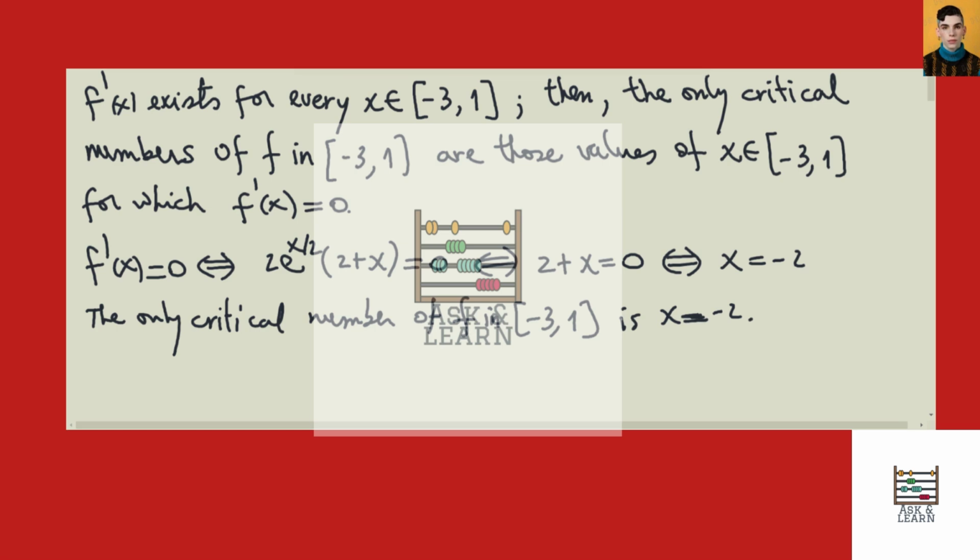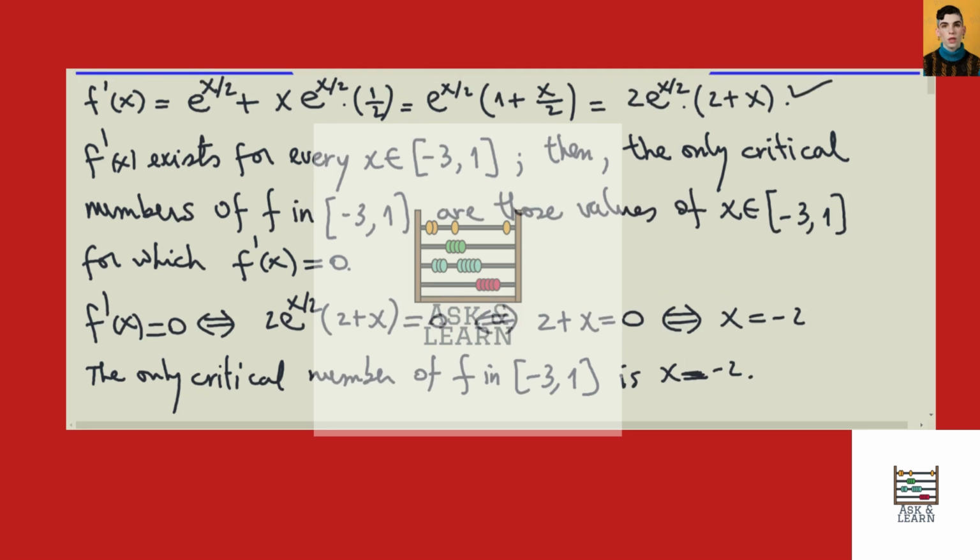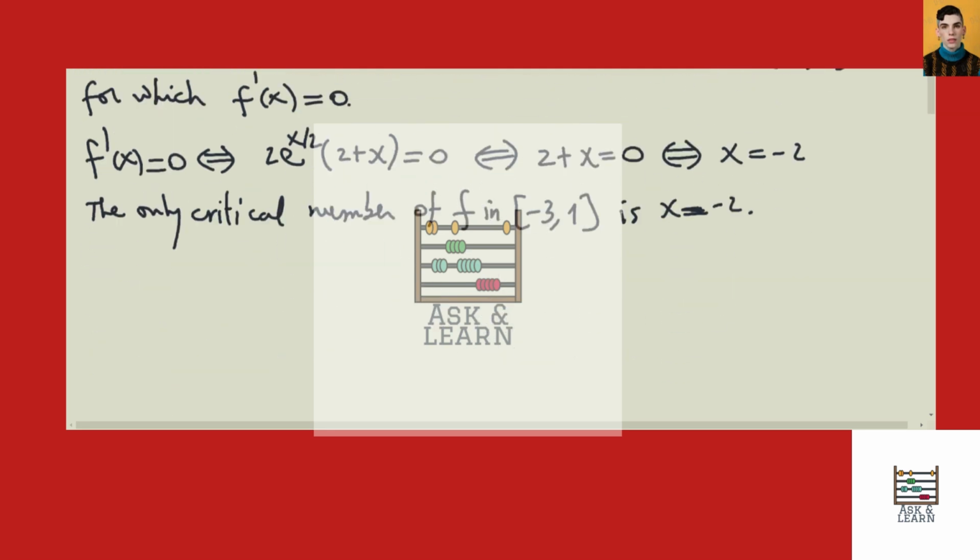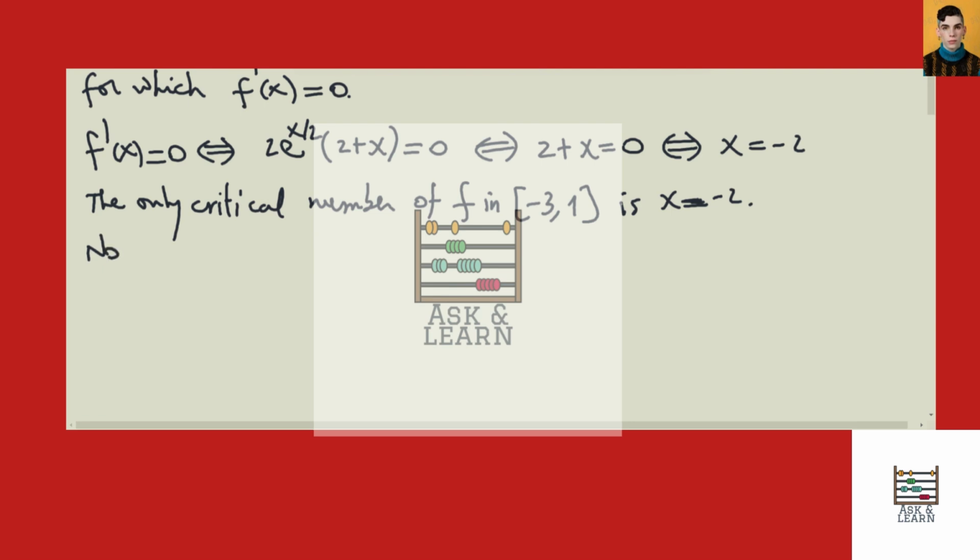So now we get to evaluate the function at this critical number and at the endpoints of the interval, that is -3 and 1. And from those values, we have the extreme values of the function. So first, the image of -3 is -3 times e to the -3 halves. And that value is about, if you use a calculator, -0.6693904804.